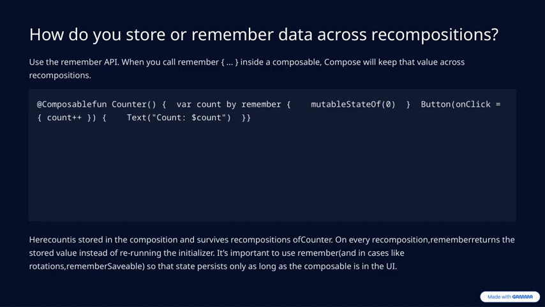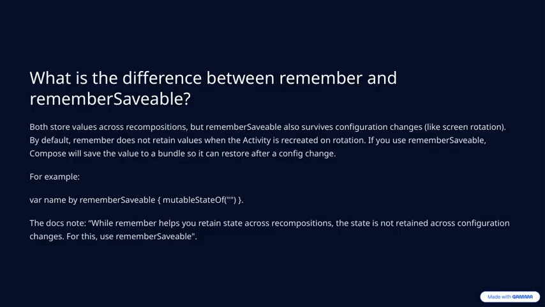So, in summary, remember helps manage state effectively during recompositions, ensuring your data remains consistent and your UI stays responsive. So let's talk about the difference between remember and rememberSaveable. Both of these functions help us store values across recompositions, which means if the UI updates, our data stays put.